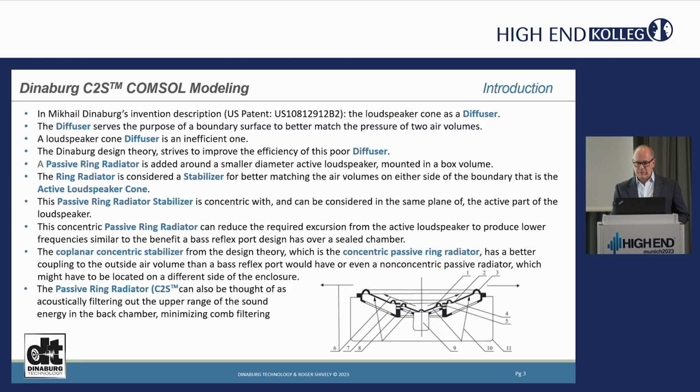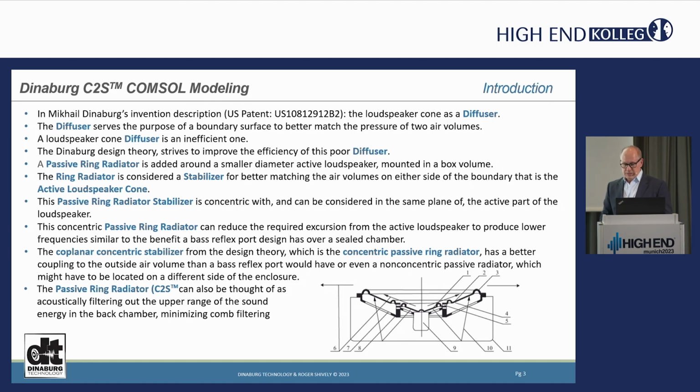describe this a little bit on the next page, because in the patent that Mikhail Dieneberg put together, he described the loudspeaker cone as sort of a diffuser, and I'll just go through this quickly. In terms of a diffuser, he meant something that was creating a boundary that would be an efficient boundary to normalize the sound on both sides of it. And as we know, loudspeakers are somewhat inefficient, and a cone is a very inefficient version of this diffuser. What he calls that is to make a better match on pressure of the two volumes on the outside and the inside, and he calls that the diffuser. Well, in this case, it's a loudspeaker cone.